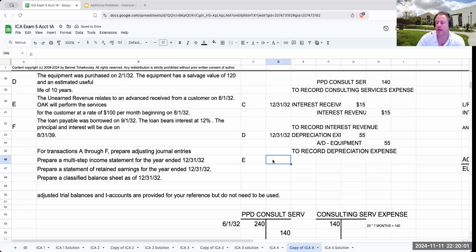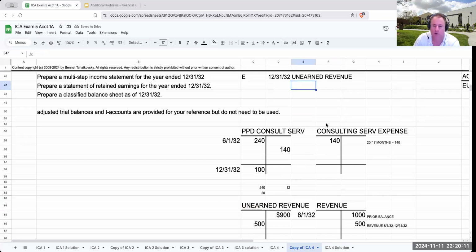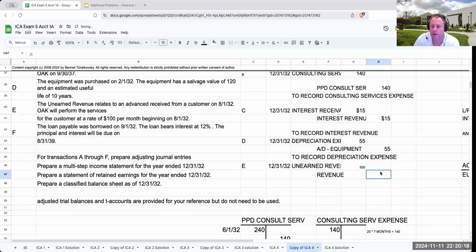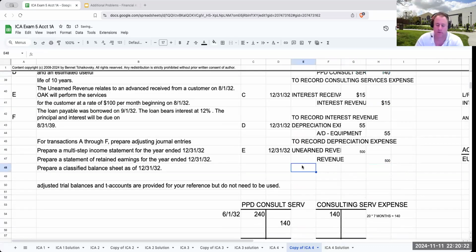So the journal entry that I would be using is 12/31/32. I would be debiting unearned revenue. I'm going to be crediting revenue. And this is going to be for 500, and then also over here for 500, to record revenue.